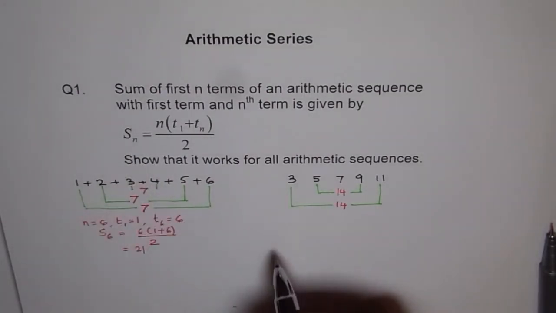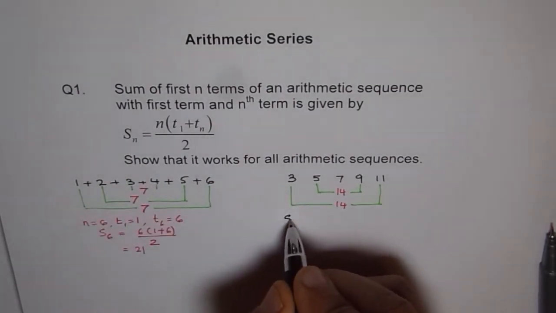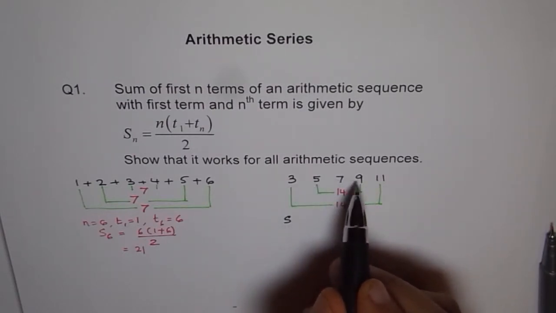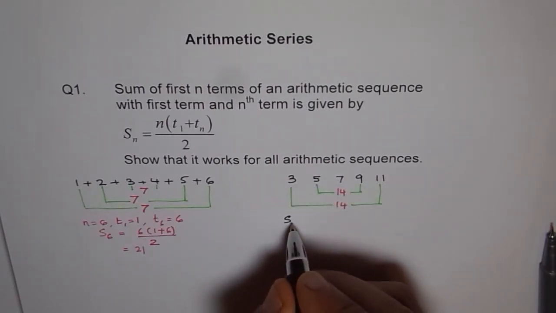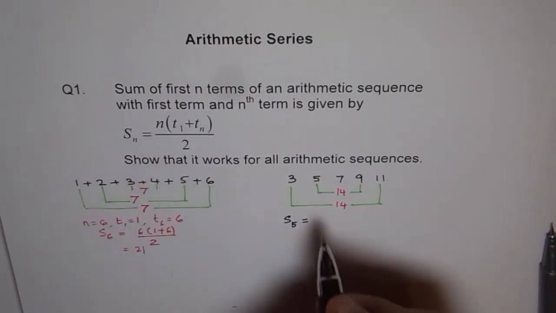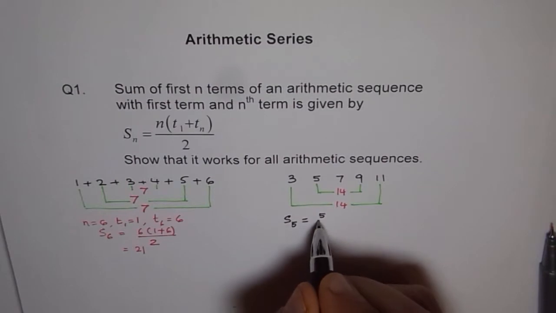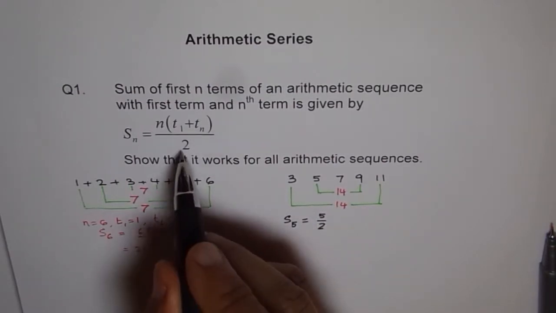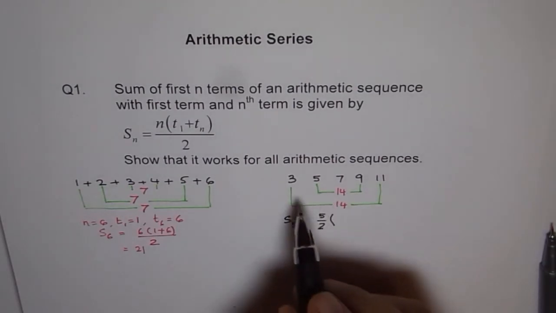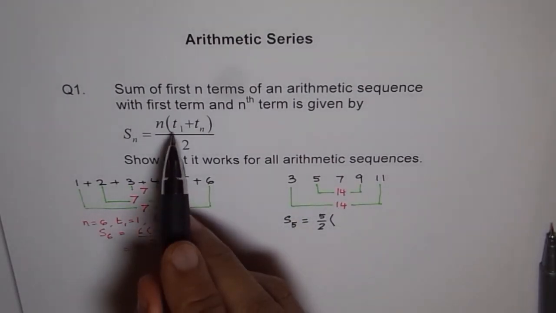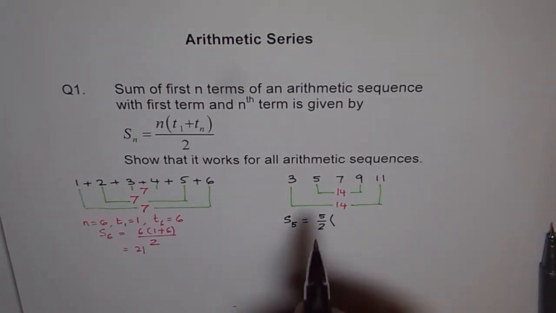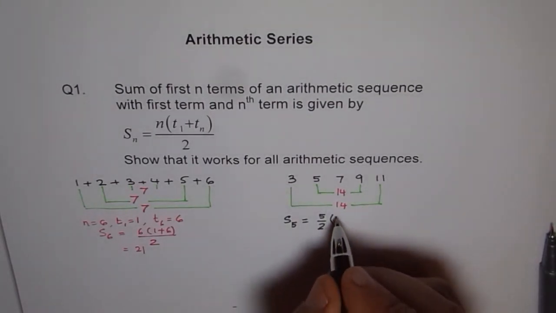If I use the formula, then what do I get? Let's see. Sum of terms, how many terms do I have? 1, 2, 3, 4, 5 this time. So we got 5 terms. Sum of 5 terms, right? n is 5, divided by 2. Let me write this 2 under n. And then add first and last. That is T1 and T5 because we got 5 terms, right? First is 3 and then 11.